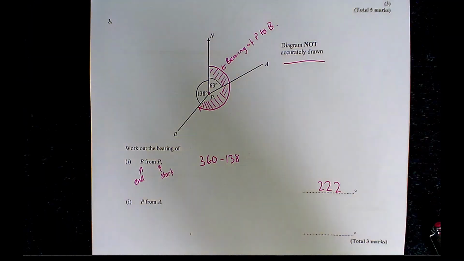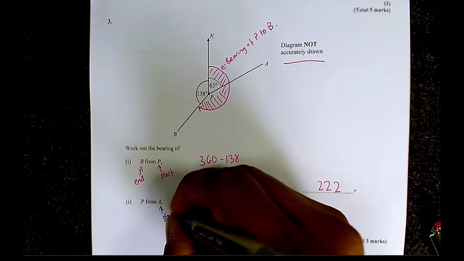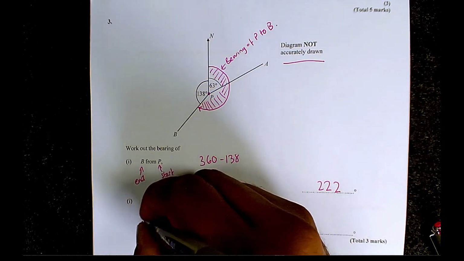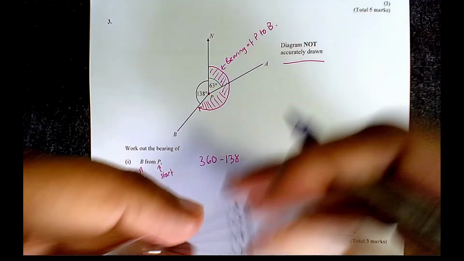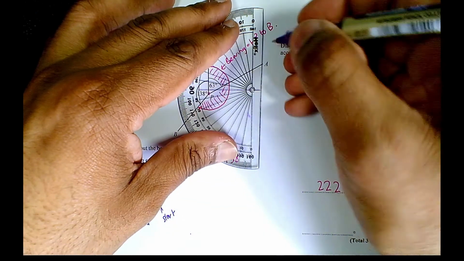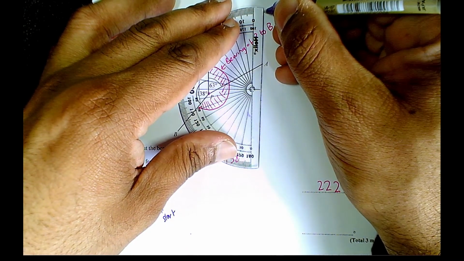Now the next question then says to work out P from A. Now from this, A is where I start and P is where I want to end. So looking at my diagram, first things first, I need to draw my north line. Again, trying to be as accurate as possible.